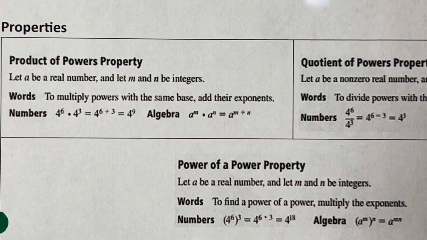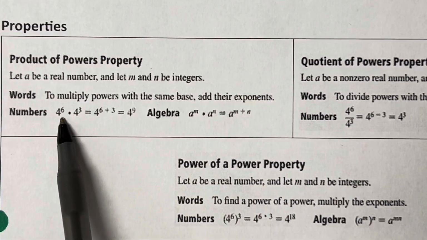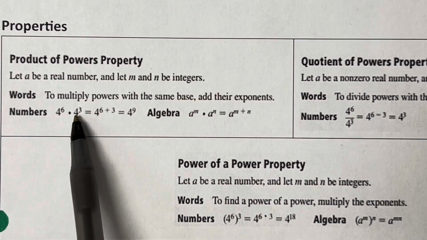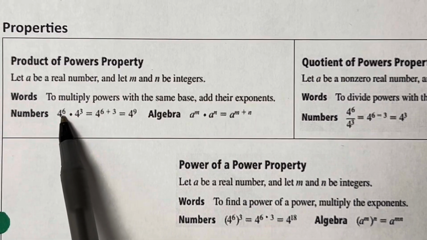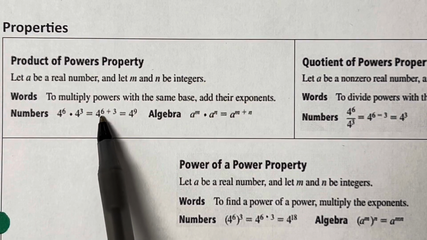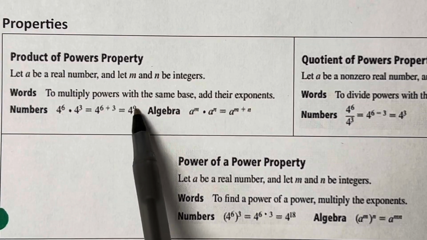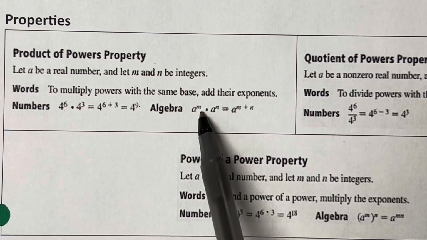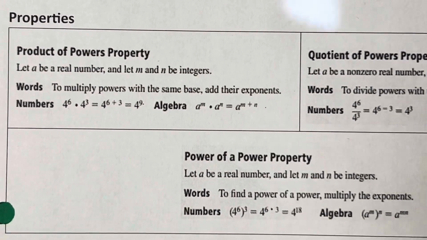All right, continuing with our properties, we have the product of powers property. So when you're multiplying powers of the same base, so in this case, 4 and 4, they're the same base, we can simply add their exponents. So 4 to the 6th power times 4 to the 3rd power, you just do 4 to the 6 plus 3 power, or 4 to the 9th power. Algebraically, what it will look like on your star chart is a to the m times a to the n would equal a to the m plus n.